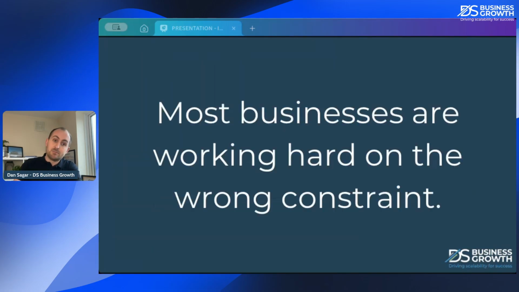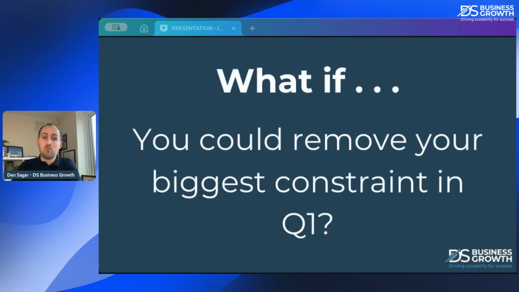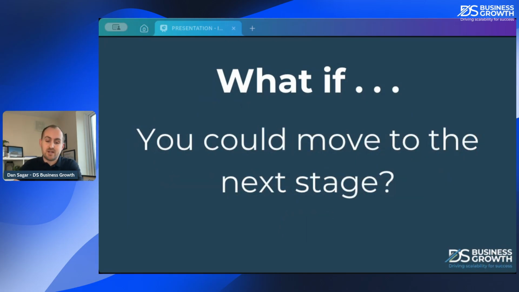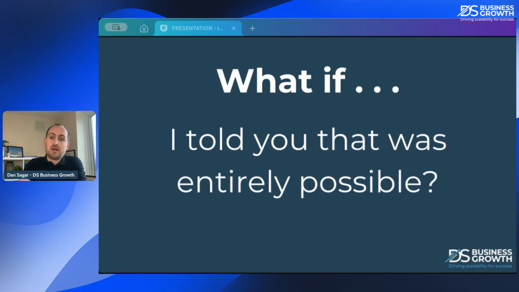So most businesses that I speak to and most business owners that I speak to, they are working really hard, but they are working on the wrong constraint. So I want to ask you again, what if you could remove your biggest constraint in quarter one? What if that could happen for you? Okay, what if you could move to the next stage? And what if I told you that was absolutely entirely possible?